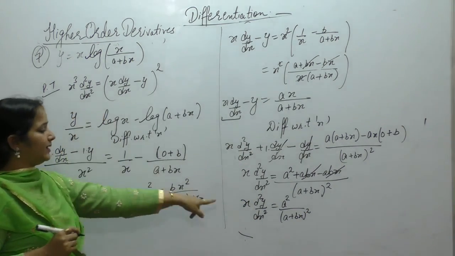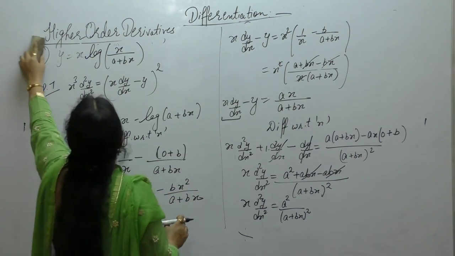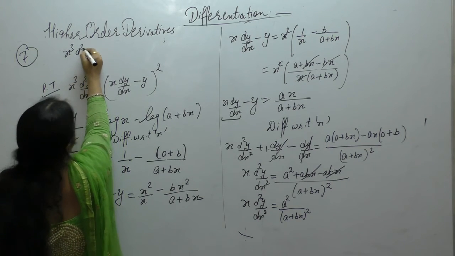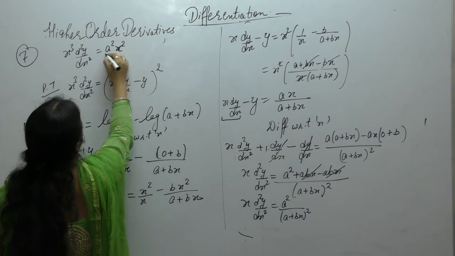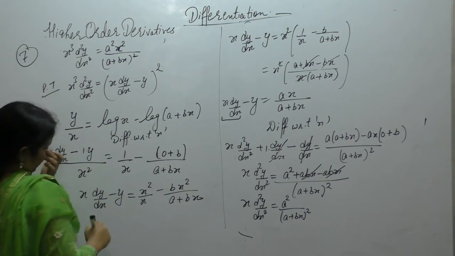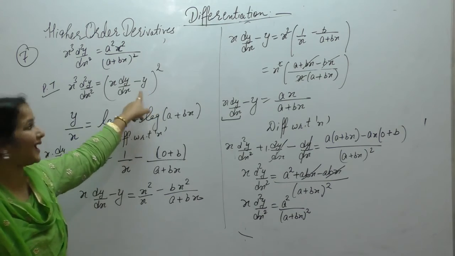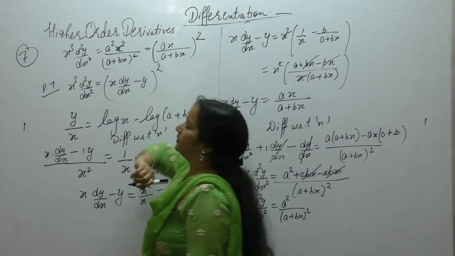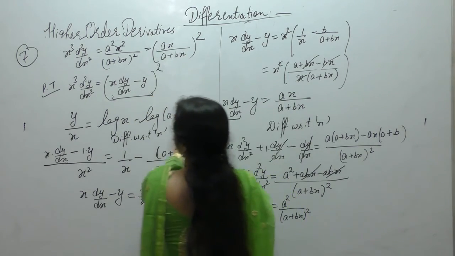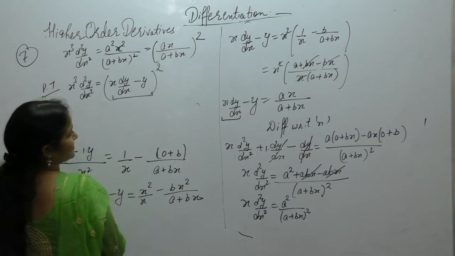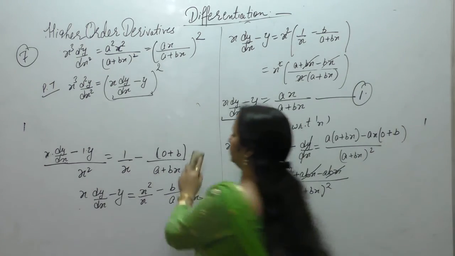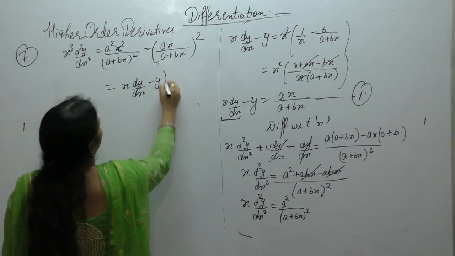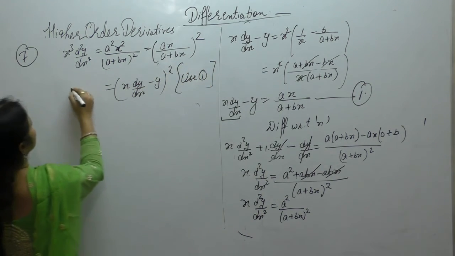Now we want to prove this term, so multiply both sides by x square. x cube d square y upon dx square, a square x square upon a plus bx whole square. Here we want x dy upon dx minus y whole square. We can write this term as ax upon a plus bx whole square. Now we have to find the value of this term, x dy upon dx minus y. Let it be equation 1. Use 1 here, x dy upon dx minus y whole square using 1. So this is what we want to prove.